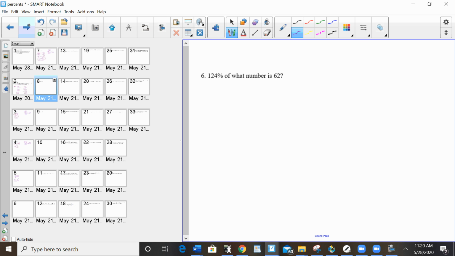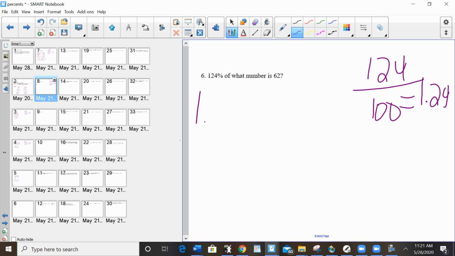124% of what number is 62? So you can have percents over 100 depending on the situation. That would become 1.24. So it's 1.24 times what number is 62? I'm going to give you a few seconds to try and set this up on your own from here. I'll give you about 20 seconds.